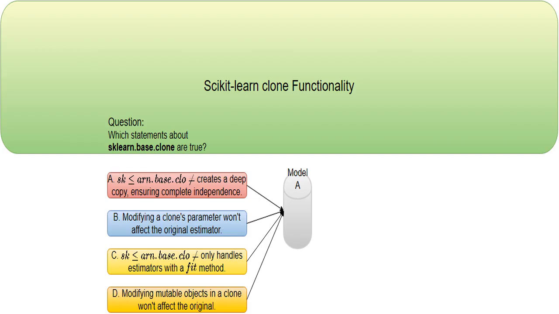This describes the overall topic, understanding how scikit-learn's clone function works. Scikit-learn, or sklearn, is a very useful tool for machine learning. The clone function, specifically from the sklearn.base module, allows you to create independent copies of machine learning models. This is essential when you need to make changes to a model without impacting the original.